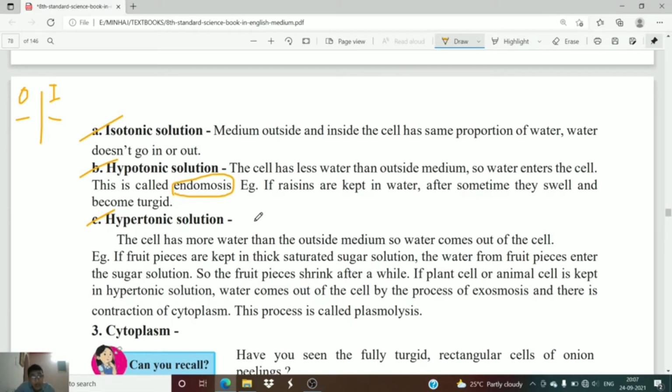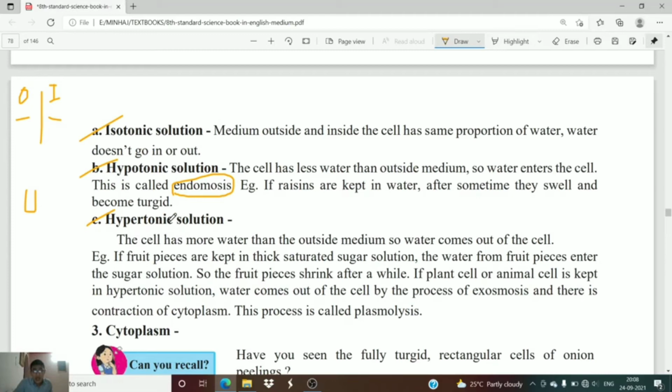Now an example is given here. If raisins are kept in water, after some time they swell and become turgid. If you take a beaker or a glass, keep raisins in it, and pour some water in it, after some time you will observe that the raisins absorb some water, their volume and size will increase, and they will become turgid. That means they will swell. This is nothing but endosmosis, and the solution here is a hypotonic solution.